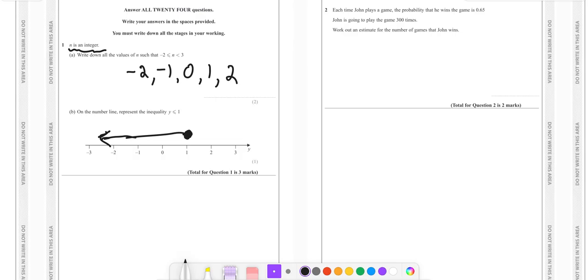Okay, question number 2. Each time John plays a game, the probability he wins is 0.65. John is going to play 300 games. Work out an estimate for the number of times that John wins. So that's kind of like doing 65% of 300, and we just multiply by 0.65, making sure that we write down our working, and we can just type that into our calculator. It is 195.